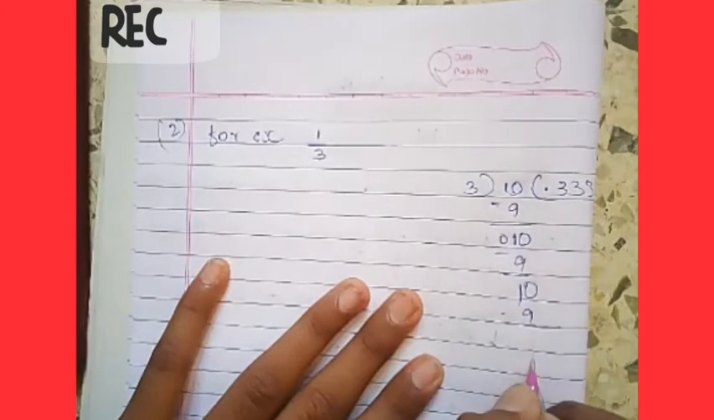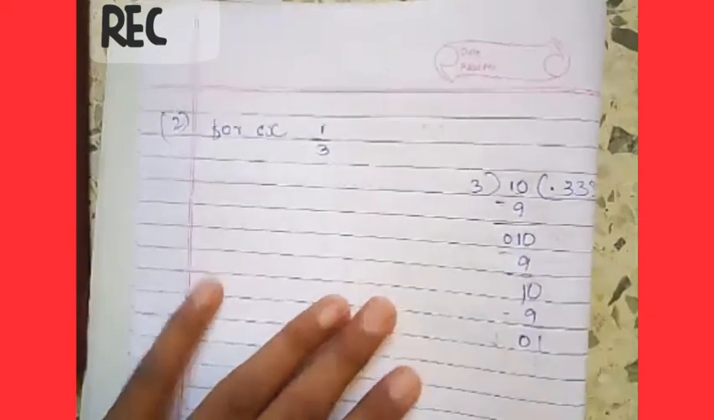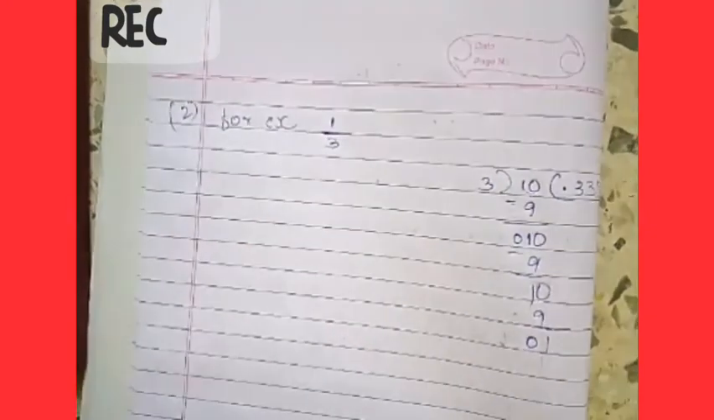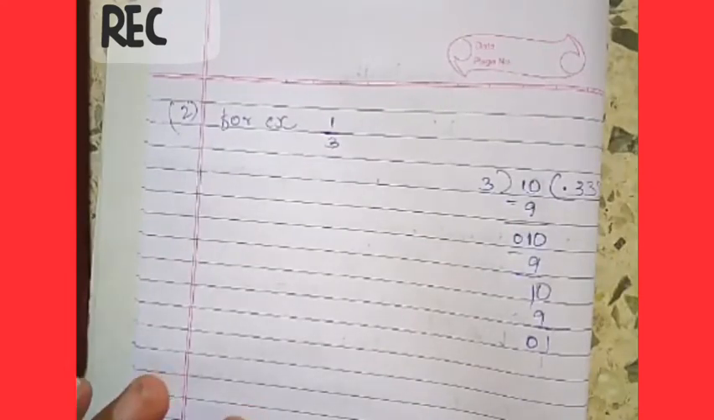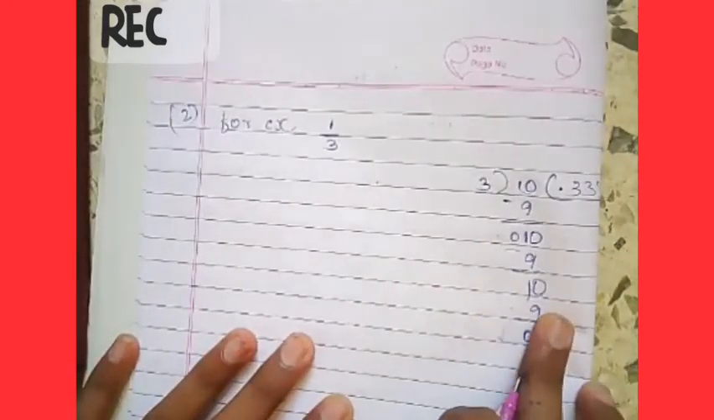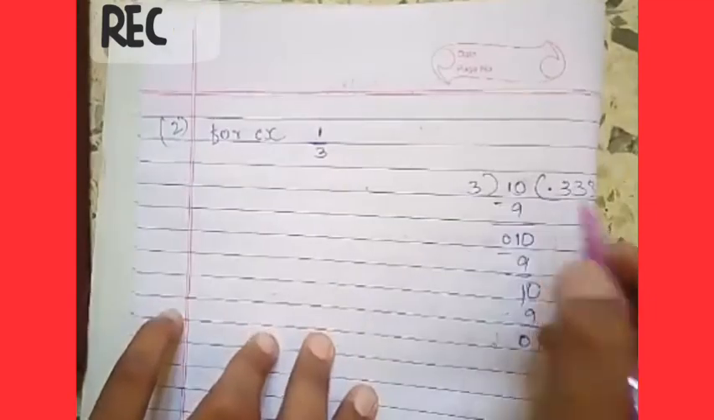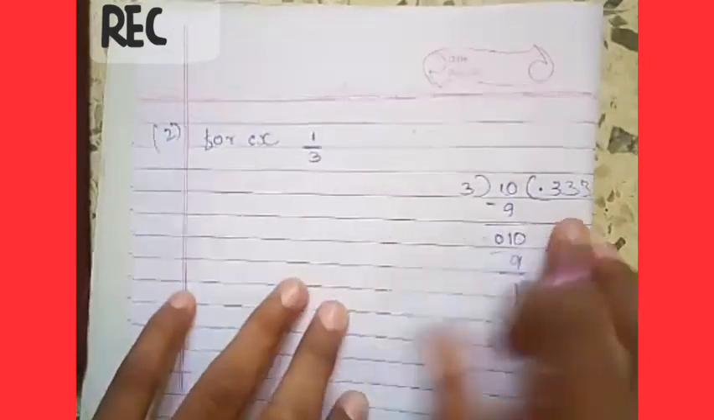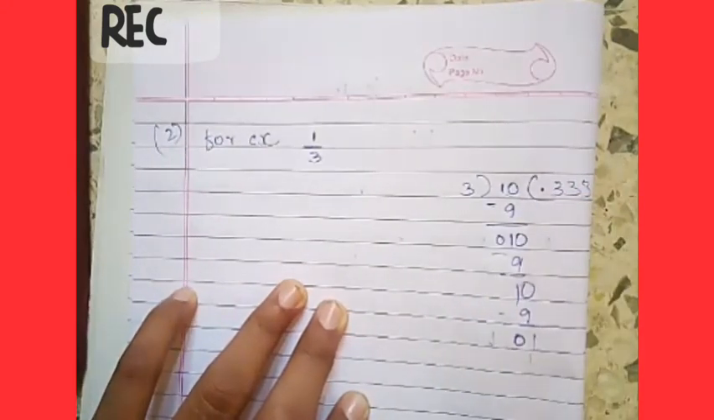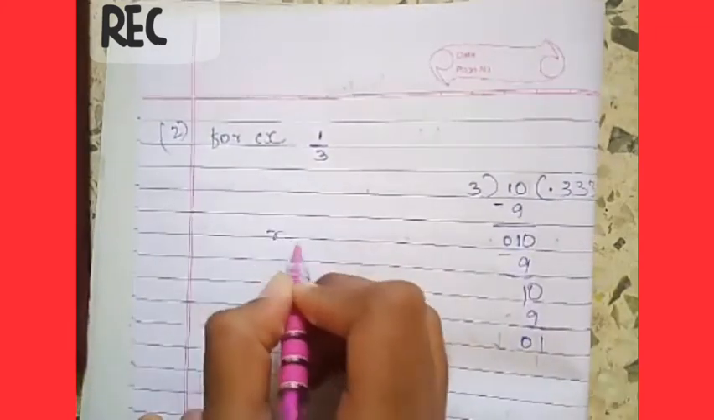This process will continuously run. This division has no end. If we take the largest paper ever seen in the world, then also this division will not end. The 3 is repeating itself again and again. If we do all this, then also we will not get the remainder 0.